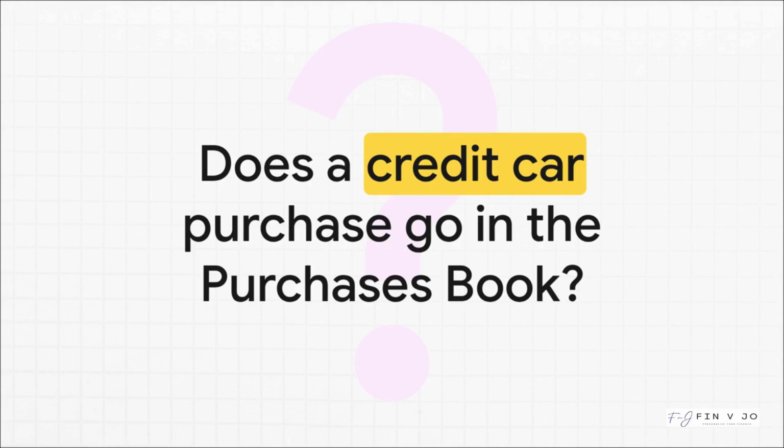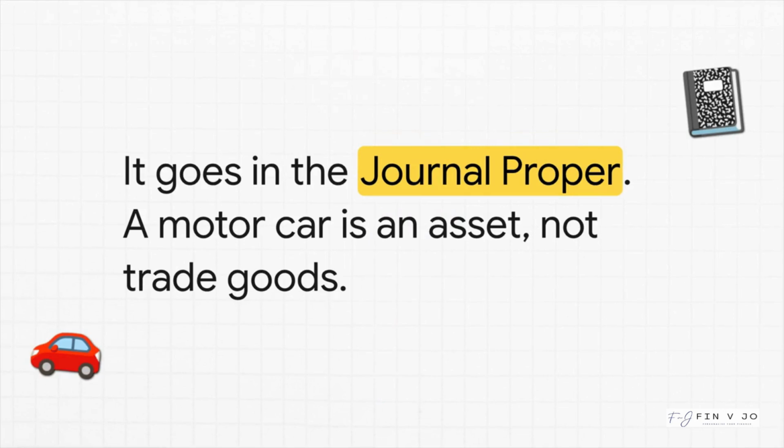All right, final question, and consider this your final exam for the day. Listen closely to this one. A second-hand motor car was purchased on credit from B Brothers for $10,000. Because it was purchased on credit, does it go in the purchases book? A resounding no. Congratulations to everyone who caught that little trick. Even though the transaction was on credit, a motor car is an asset. It is definitely not the core trade goods the business deals in, so the bouncer stops it right at the door and it has to be recorded in the journal proper.